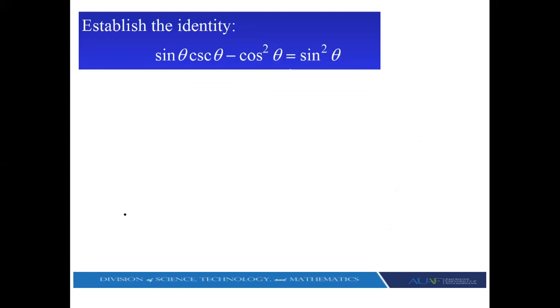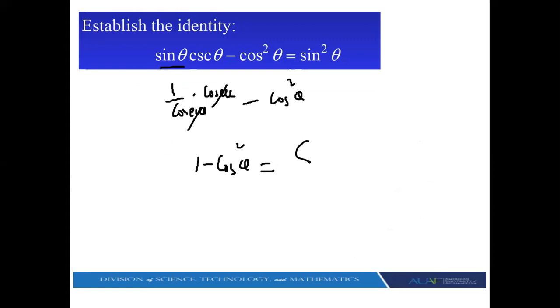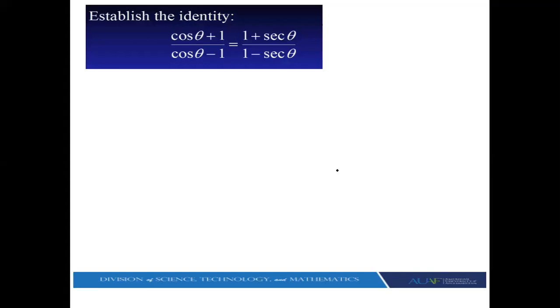Same, this one is simple like the first question. We have sine cosecant theta. So if you replace sine by 1 over cosecant, we get 1 over cosecant theta multiplied with cosecant theta minus cosine square theta. So cosecant cancels, we have 1 minus cosine square theta equal to sine square theta. Okay, you need to prove this one. So you can start trying this one.